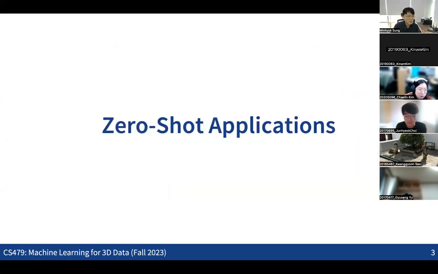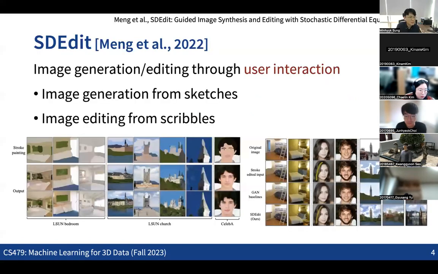For the zero-shot applications, one kind of application is how we can do image editing using diffusion models. Here are some examples. We can allow the user to draw strokes like this on the left-hand side. So we can allow users to draw sketches or strokes, and then convert those into realistic images. You can see that the first row is the input, and the last row is the output, which is realistic images that are close to the input strokes and sketches.